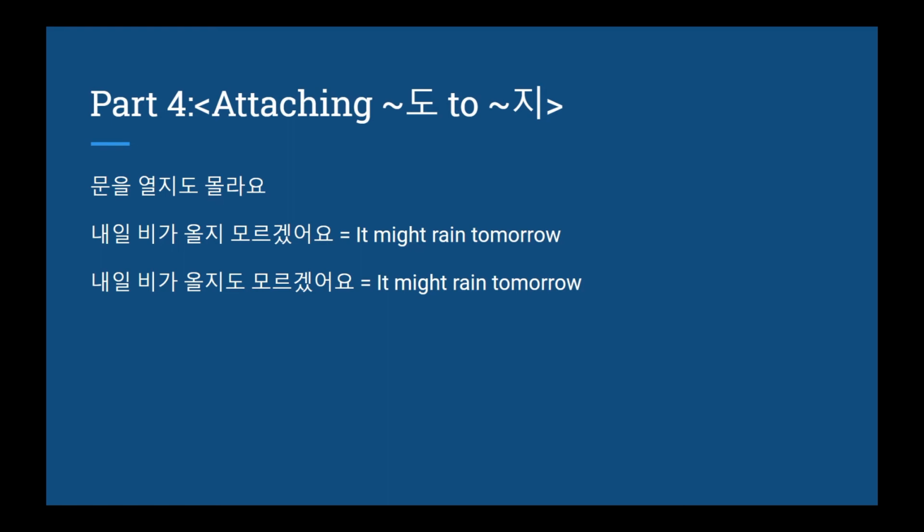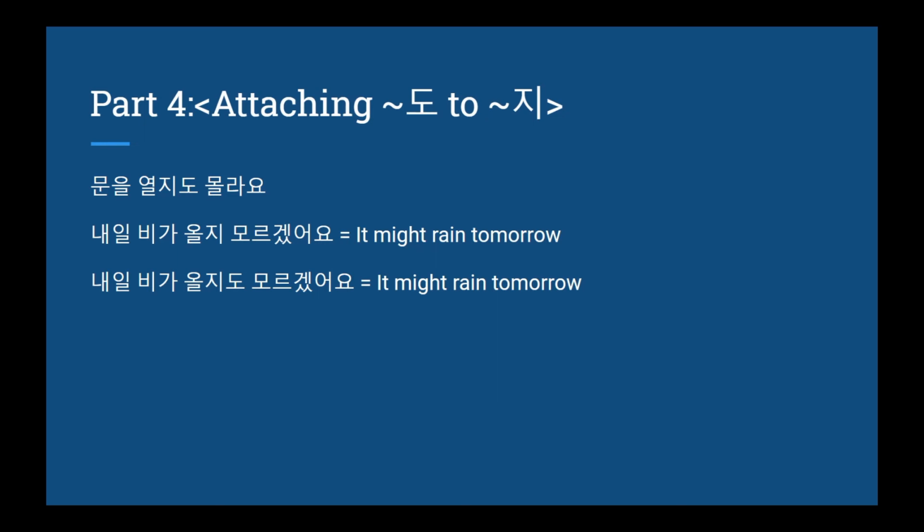So, you might be thinking, so when do we use 도? Well, 도 is added to uncertain clauses conjugated in the future tense, not the past or present. 도 is also not added to uncertain clauses with question words in them. So if you think of 도 as meaning or not, so like I'm not sure if it will rain or not, right?